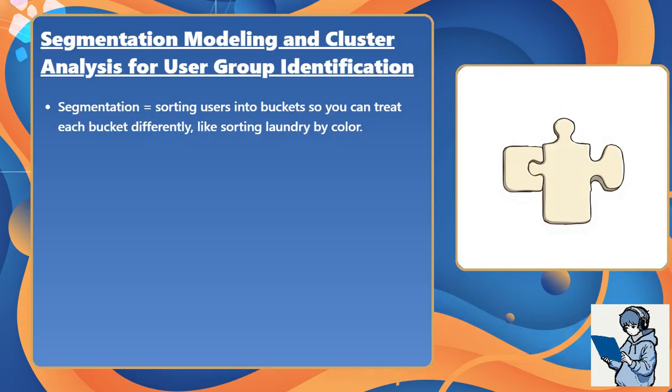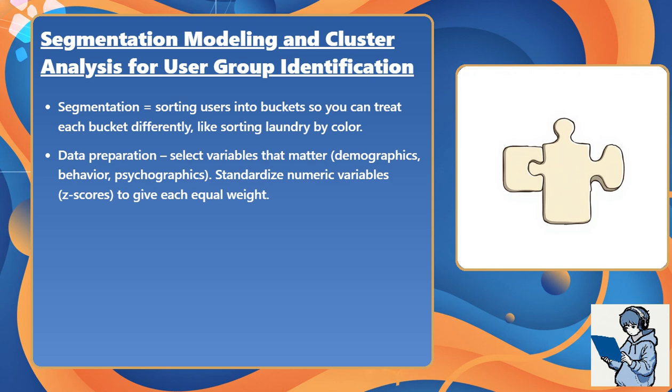Segmentation equals sorting users into buckets so you can treat each bucket differently, like sorting laundry by color. Data preparation: select variables that matter, demographics, behavior, psychographics. Standardize numeric variables, z-scores, to give each equal weight.